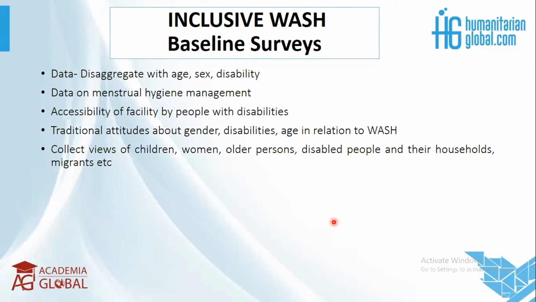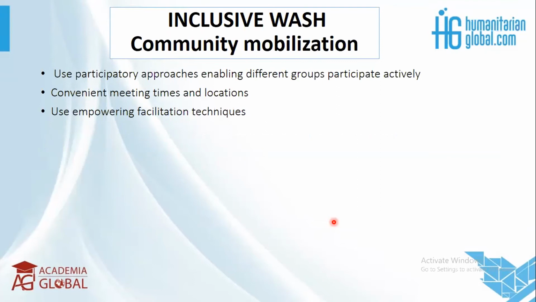So one way of ensuring that you have inclusivity in WASH is within the program. For example, during baseline surveys, how do we collect the data? How do we disaggregate our data? In terms of community mobilization, for example, are we using participatory approaches that enable different groups to participate? Are we having convenient meeting times and locations? As I said before, sometimes the location of the meeting becomes very difficult for women and for people living with a disability to access.